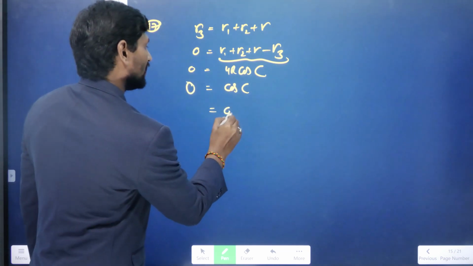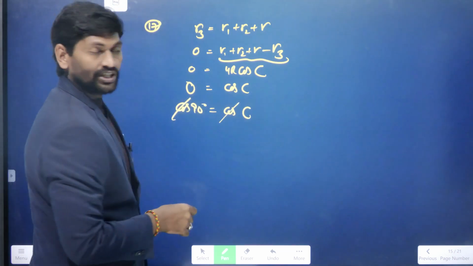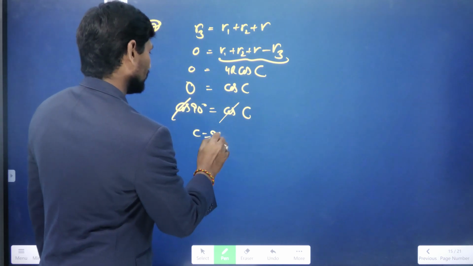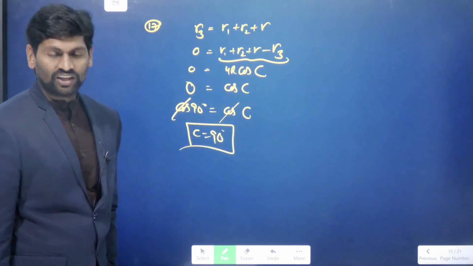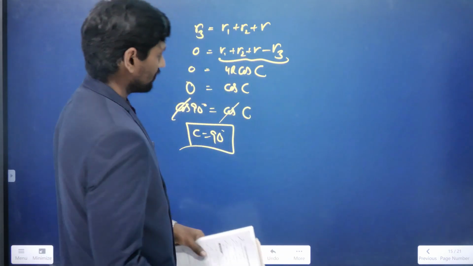So when is the cos value 0? At cos 90 degrees, the value of cos becomes 0. So angle C is equal to 90 degrees. Okay? So let us go to the problem number 18.